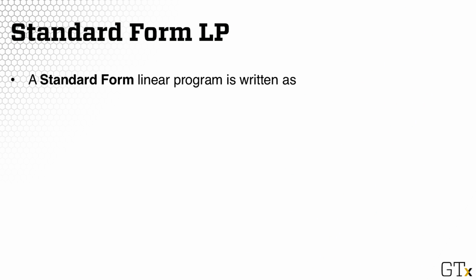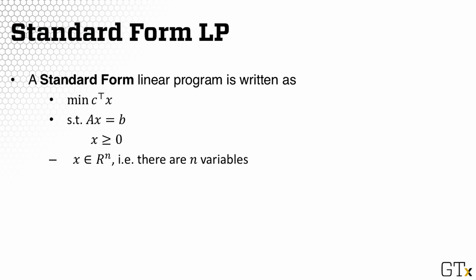Remember, standard form LP has the following form. It's a minimization problem: minimize c transpose x subject to a set of linear constraints Ax equals b and x greater than or equal to 0. It's the non-negativity constraint on all variables. Here x is an n-dimensional variable, a vector with n components, and A is an m by n matrix. That means Ax equals b has m rows, or m constraints, and because x is n-dimensional, A has to have n columns.